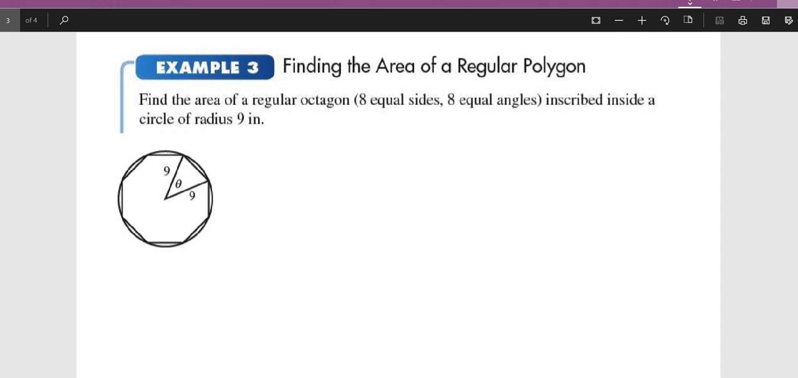What's the angle in between? Octagons have how many of those triangles? 8, right? So theta there is what? 360 divided by 8. Wow, this should be a good one. A nice one. 45 degrees, that's right.